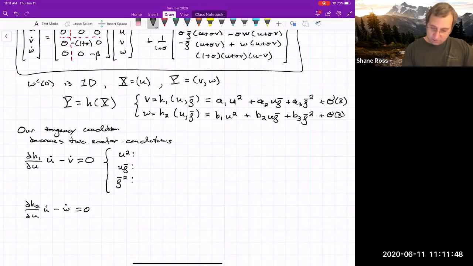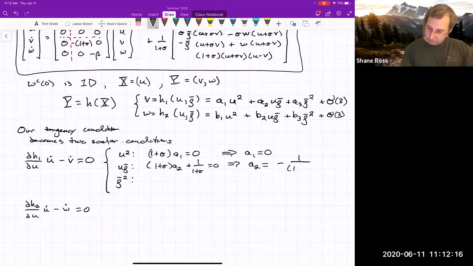you look at those terms and you'll see what their coefficients are. And they need to equal 0. So 1 plus sigma A1 equals 0. This implies, well, A1 is 0. 1 plus sigma A2, oh, something interesting, plus 1 over sigma equals 0. So this implies A2 is non-zero. Negative 1 plus 1 over 1 plus sigma squared.